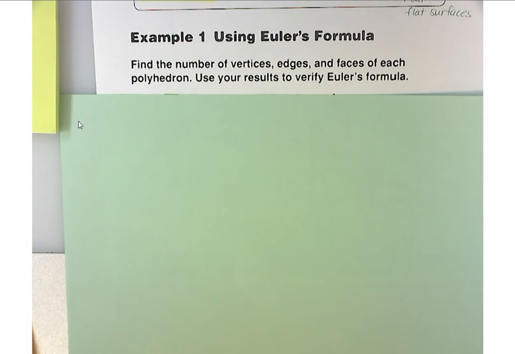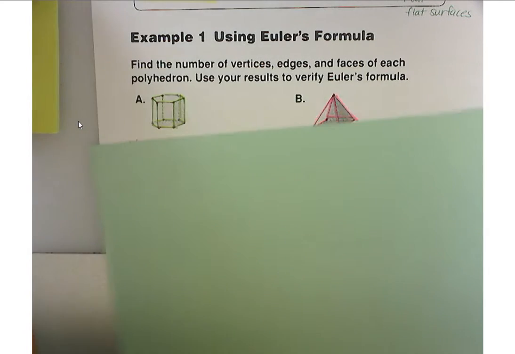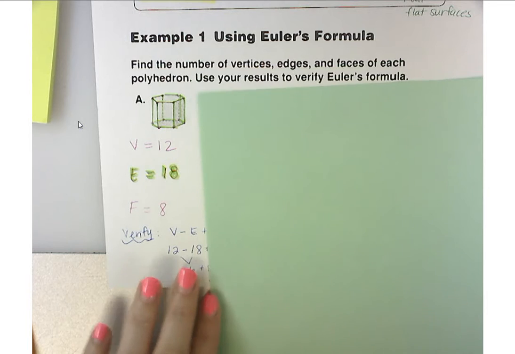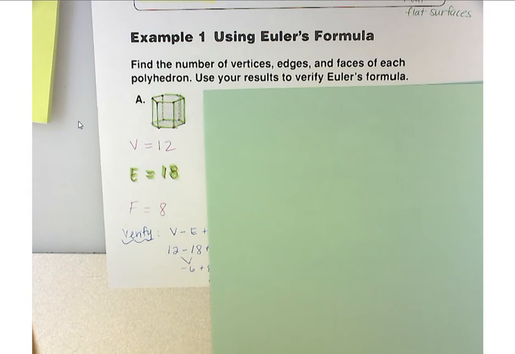Okay, so Sam, how many vertices did you get for part A? 12. Do you guys agree? Yeah. Okay. Sarah, how many edges did you find? 18. All right. And then Logan, how many faces? 8. Right. How did you guys do at finding those? Remember we did that in 10-2.